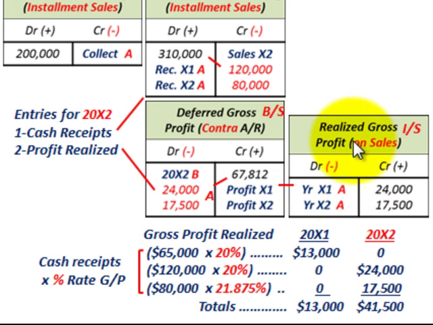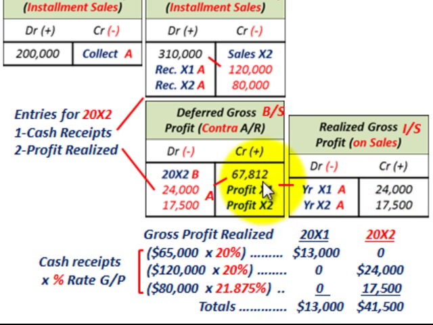So that's for year X1, how we got to our realized gross profit. And then for year 20x2, that was the gross profit we realized here, 17,500. Simply the $80,000 worth of cash receipts times the gross profit rate for year 20x2, because those were sales in 20x2, 21.875% for $17,500. And what we would do, we would reduce our deferred gross profit account by that 17,500, or debit that here, and then our credit would go to our realized gross profit on our income statement for 17,500.